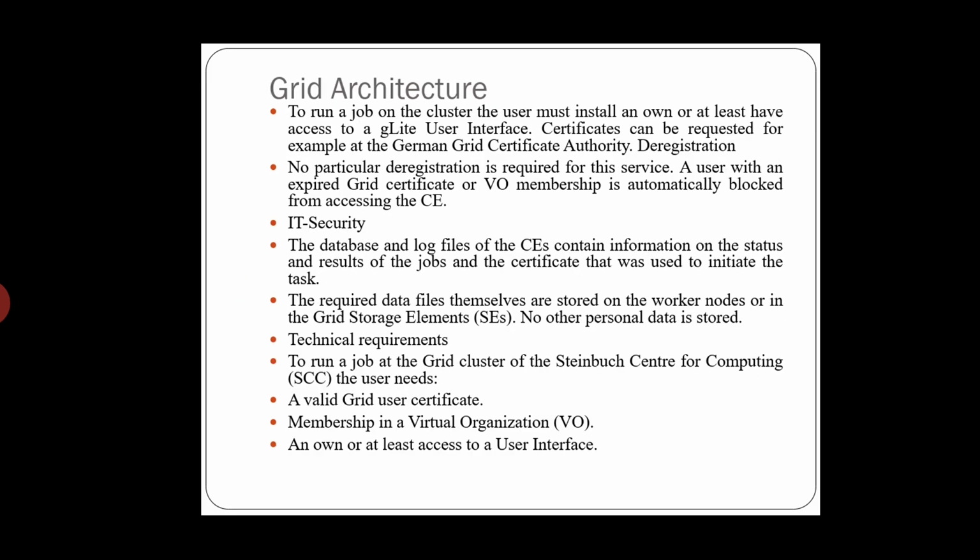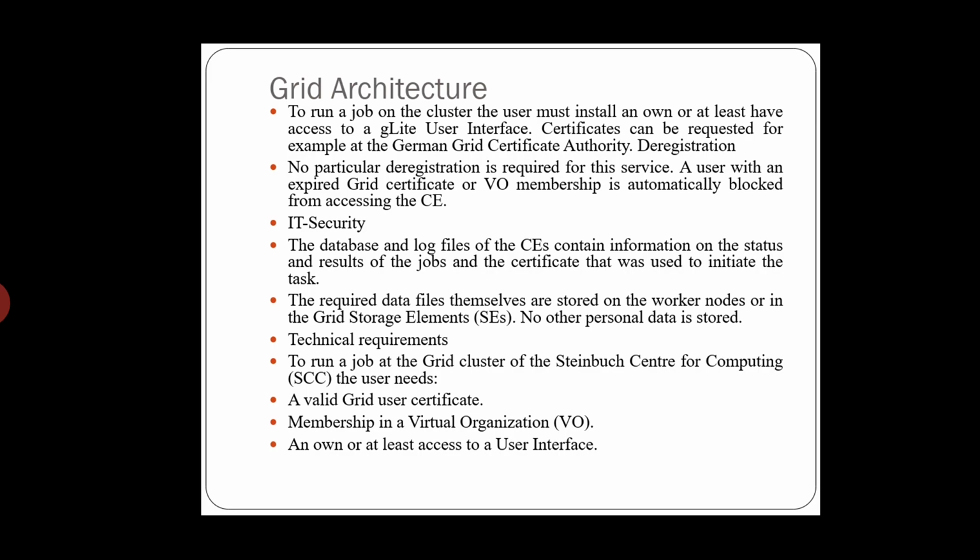What we want to see in the grid architecture is that to run a particular job on the cluster, the user must install, or at least have access to, a gLite user interface. Certificates can be requested, for example, at the German Grid Certificate Authority. No particular registration is required for this service. A user with an expired grid certificate or virtual organization membership is automatically blocked from accessing the computing element.